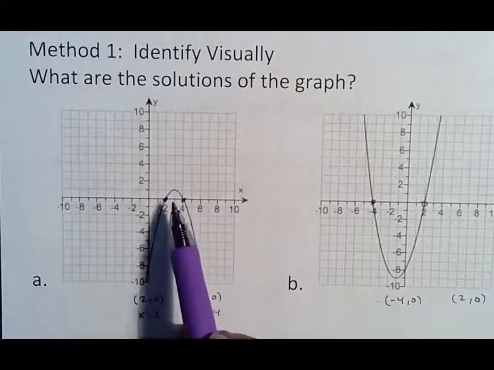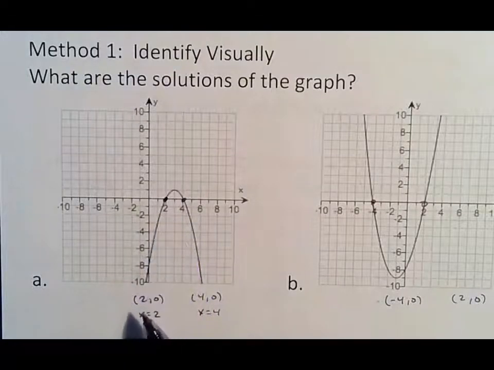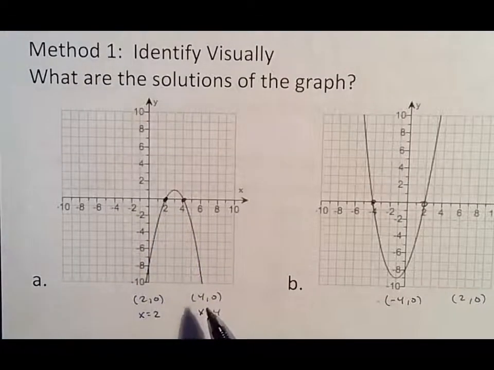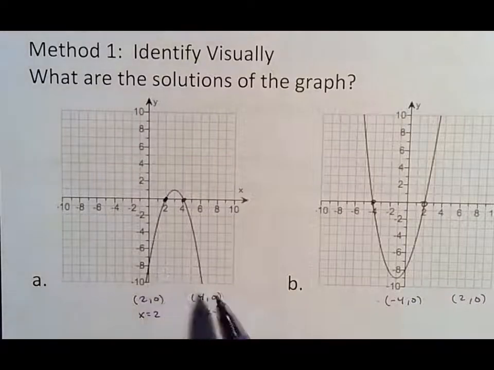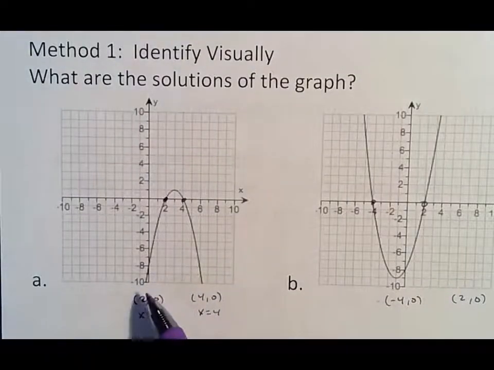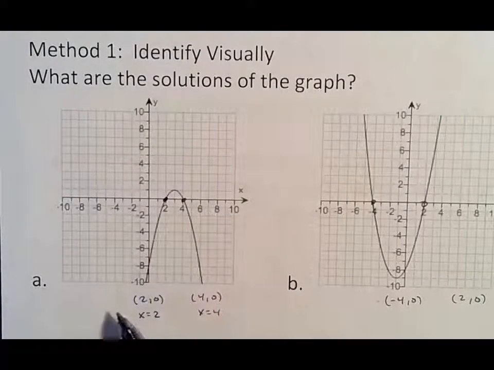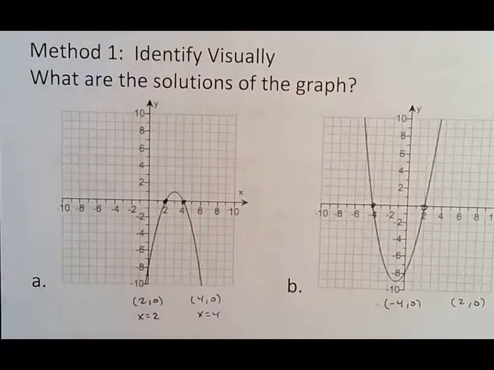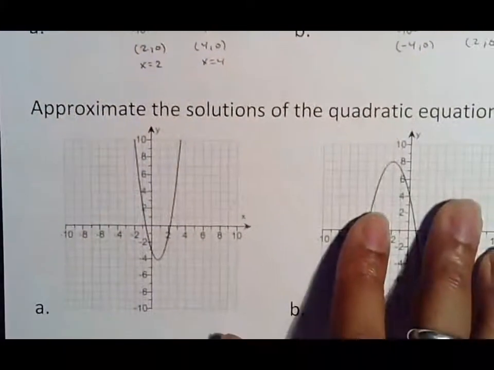Now let me ask you something. What are the roots of this graph? Well, (2, 0), (4, 0). What are the zeros of this graph? (2, 0), (4, 0). What are the x-intercepts? (2, 0), (4, 0). That's the question where you're going to have to type in the same answer 4 times. Be patient with me. There is a method to my madness. I promise it will pay off eventually.